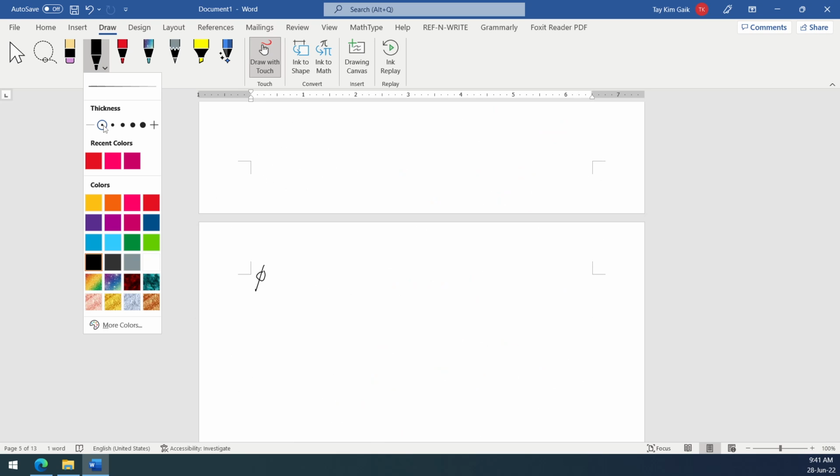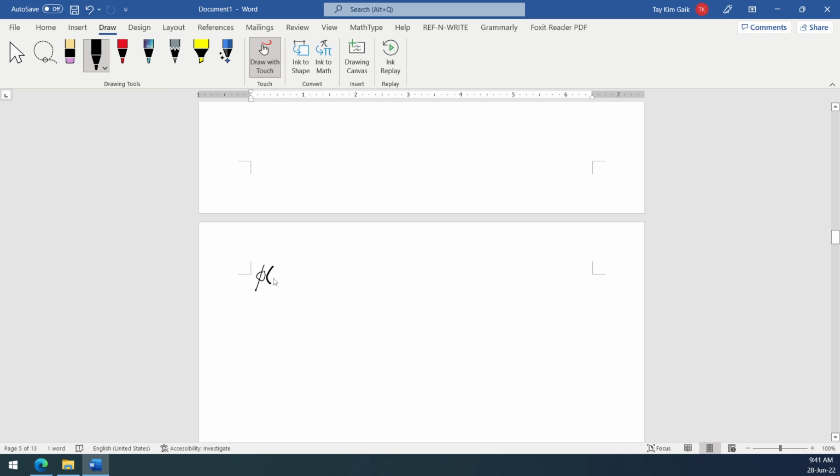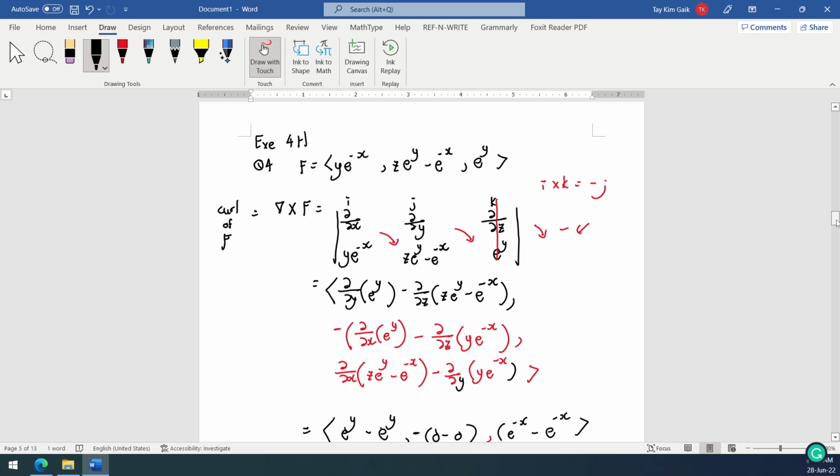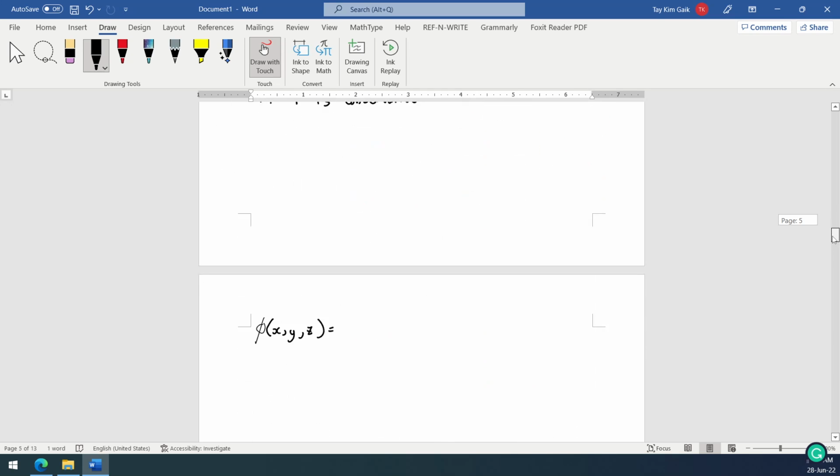Okay, phi. Okay, use this one. Phi x, y, z. To get the phi is very easy. Okay, when F is conservative, then F equals del phi. Okay, write down the F.